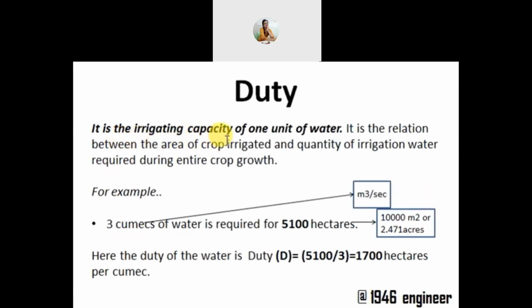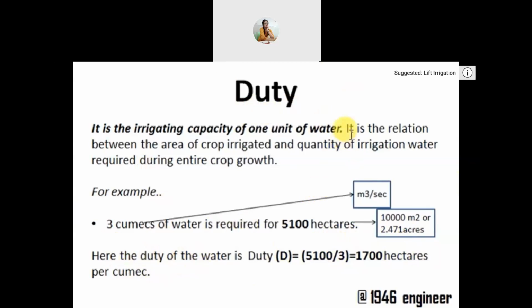Duty is the irrigation capacity of one unit of water. For example, 3 cumecs of water is required for 5,100 hectares of land during the entire crop growth. Here, the duty of the water is 5,100 by 3, which is 1,700 hectares. Here, the duty of 1 cumec of water is 1,700 hectares. This 1,700 hectares is known as the duty of 1 cumec of water in that area.